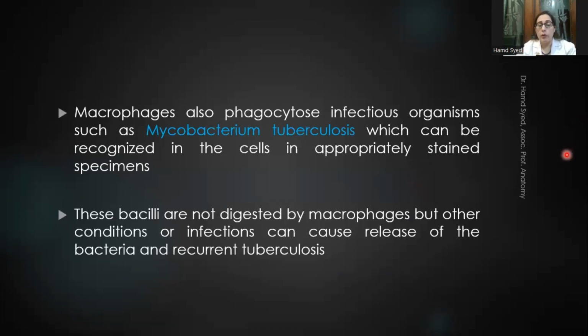Also remember, the macrophages which are present within the lungs can phagocytose infectious organisms such as Mycobacterium tuberculosis, and then that can be recognized in the cells in appropriately stained specimens. So the sputum would help in identifying the disease. These bacilli are not digested by macrophages, keep that in mind, but other conditions or infections can therefore cause the release of the bacteria and recurrent tuberculosis.